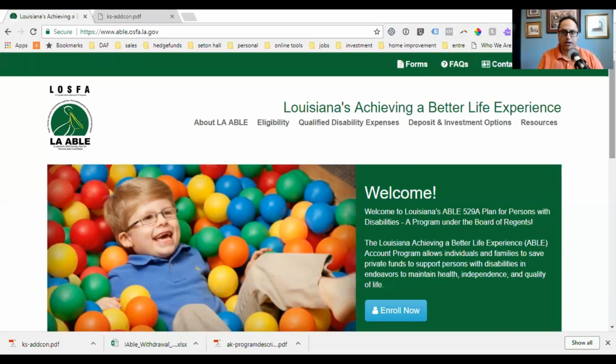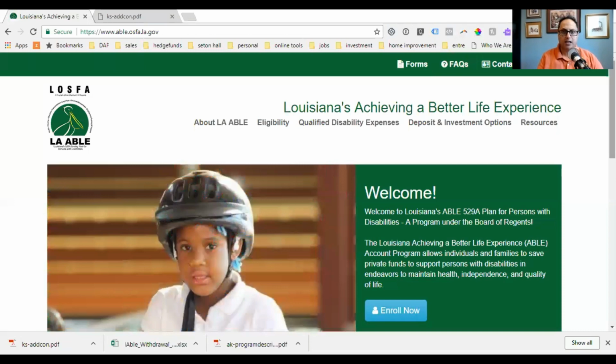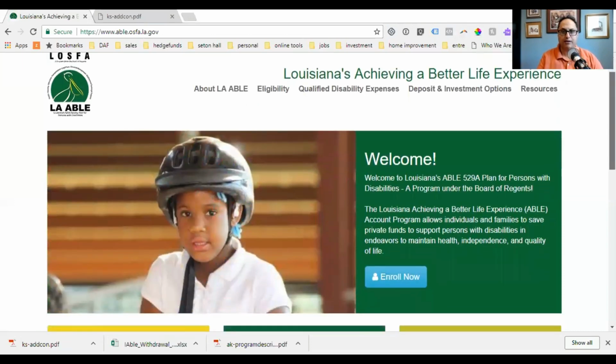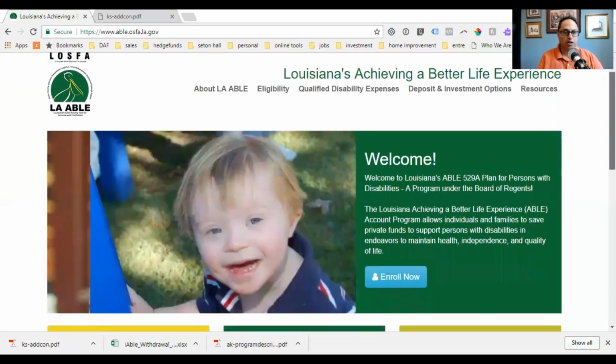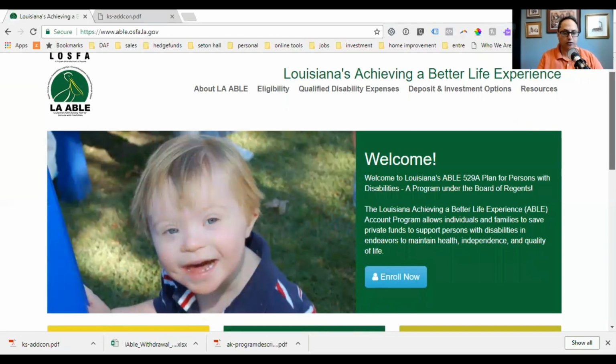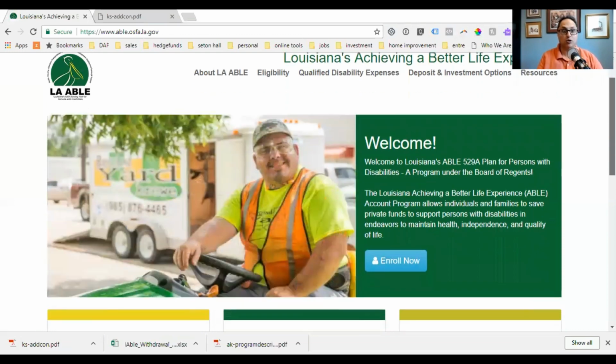Okay, so here we are on Louisiana's Achieving a Better Life Experience. That's what ABLE stands for. I like these pictures, they're beautiful, flashing across the screen. If I'm distracted, I'm sure you're distracted as well.